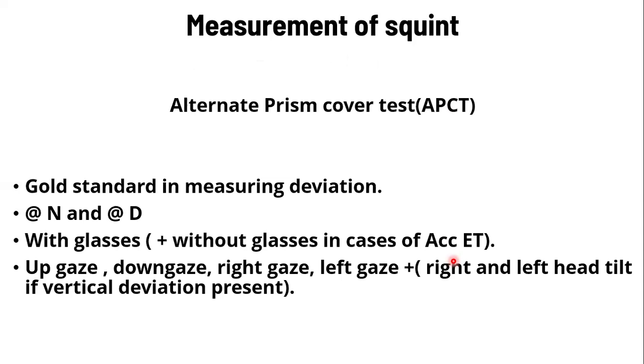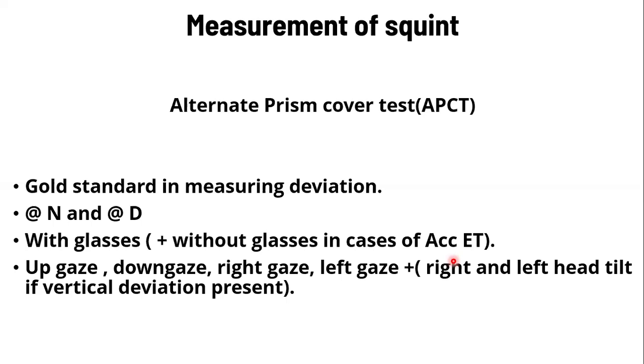Why is that important? Up gaze, down gaze. Why? If there is any pattern. Yes, to check for the patterns. If the patient is having A pattern, V pattern, and right gaze, left gaze, why is it important? To see in which gaze it is more. Yes, that is one thing in restrictive cases.